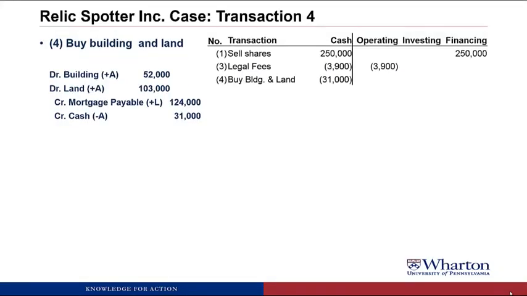Next, in transaction number 4, relic spotter bought land and building with a mortgage and $31,000 of cash. So go ahead and try to classify this cash flow as operating, investing, or financing. The answer here is obviously $155,000 cash outflow for investing and $124,000 cash inflow for financing.